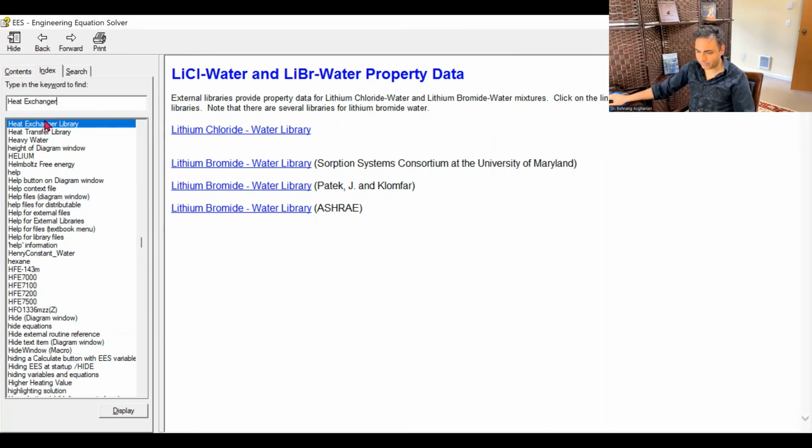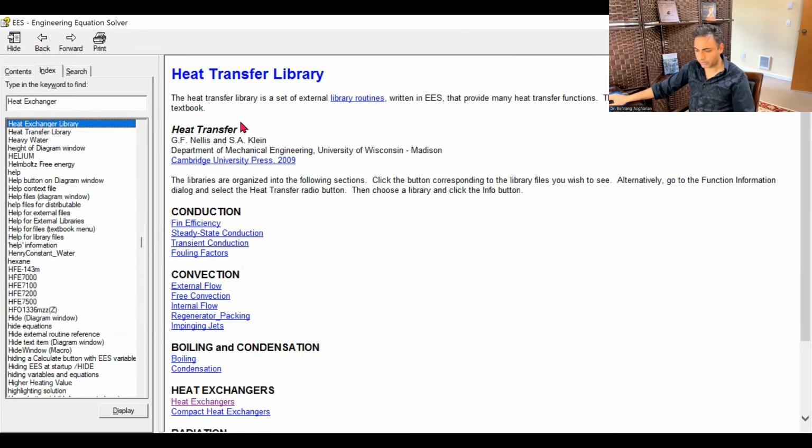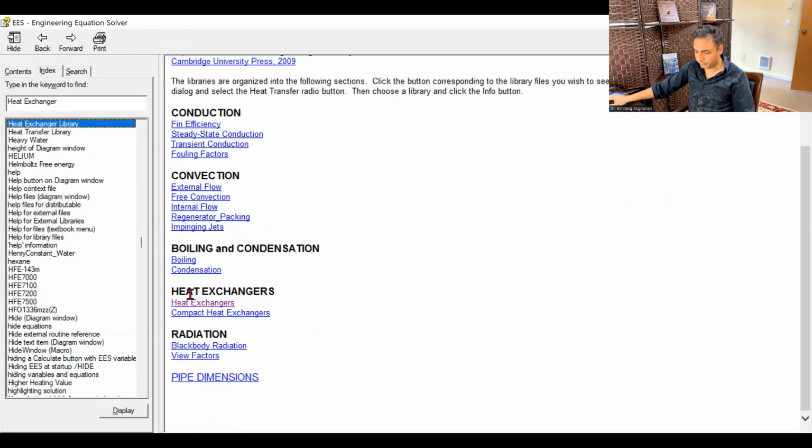Something like this, and we have the heat exchanger library. So I'm going to click on that. And then if you go down to heat exchangers, there are heat exchangers, compact heat exchangers, and a bunch of other things, radiation. You can use that, pipe dimensions, but that's not part of this video.